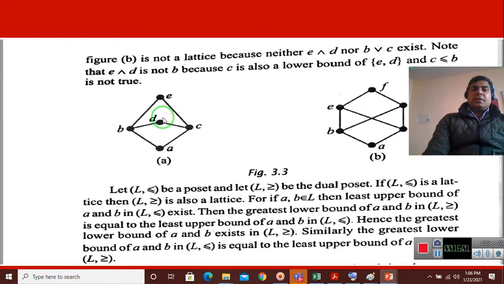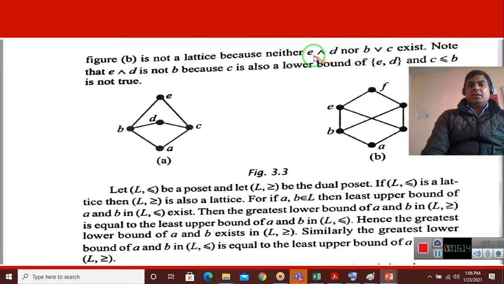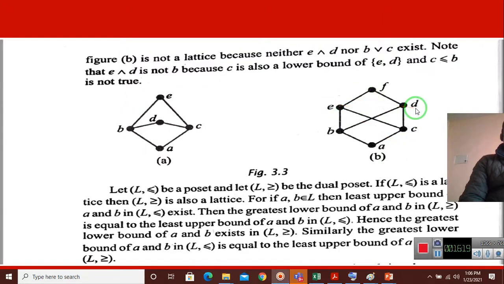So any two elements doesn't have any supremum or infimum, so means that they do not belong to the existing set, so they are not lattice. Figure B is not a lattice because E and D nor B and C exist. E and D infimum doesn't exist. And nor B and C, B and C supremum doesn't exist, so they are not lattice.